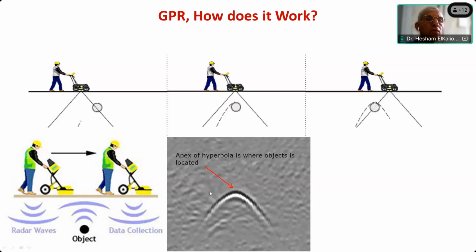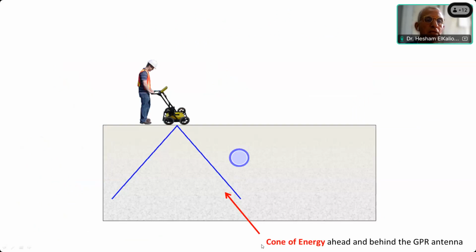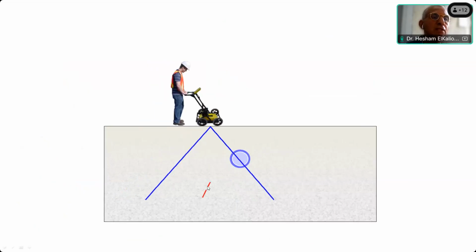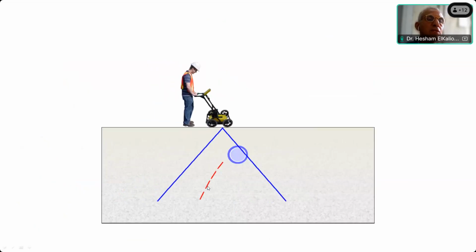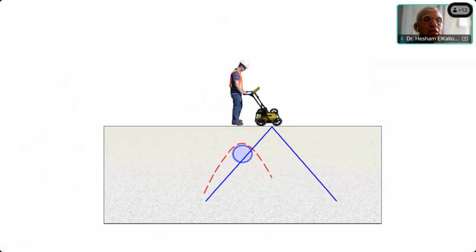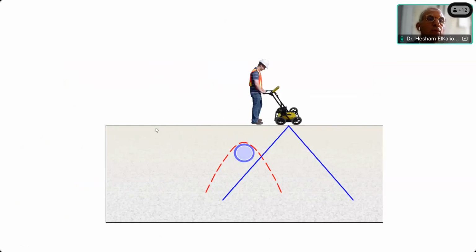We call this cone or footprint a cone of energy. It starts even ahead of the GPR transmitter. If you keep moving, we start recording reflection. Once it hits the utility, we have a signal here, and then keep moving on. We build up this hyperbola. When we're just above the utility or the cavity, we reach the apex. If we continue moving on, we start building the other limb of the hyperbola. This is how we record a hyperbolic shape from a 2-dimensional or 3-dimensional target in the subsurface.